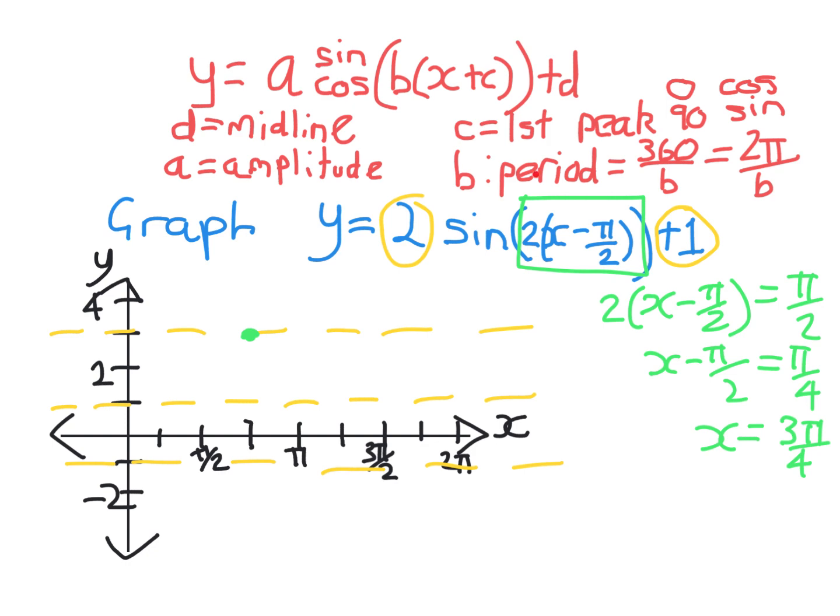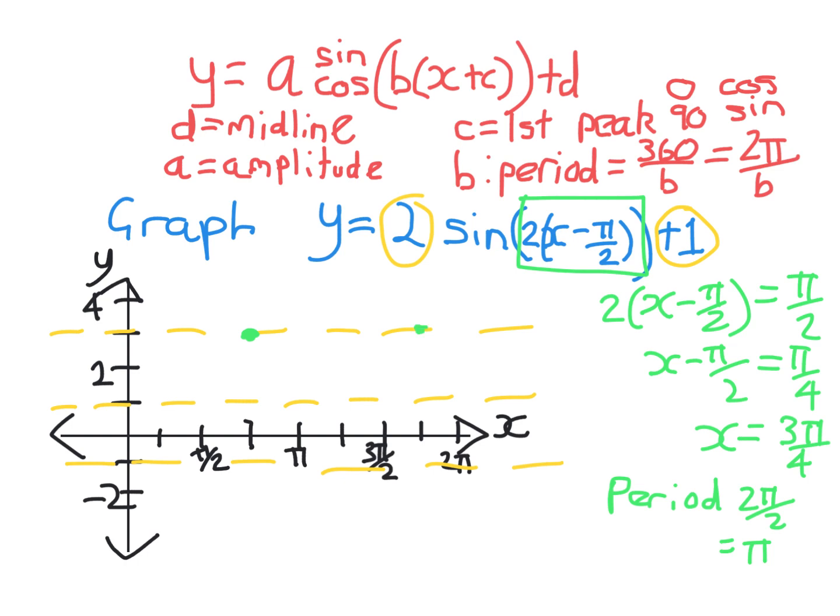Now we're going to identify the period. The period, if you're in degrees, is 360 over b and in radians 2 pi over b. Our b value here is 2. What that means is the period is going to be 2 pi over 2, which of course equals pi. The period is the distance between peaks. So we had a peak here at 3 pi on 4. There will be another peak in pi. 3 pi on 4 plus pi is 7 pi on 4, which is over here.